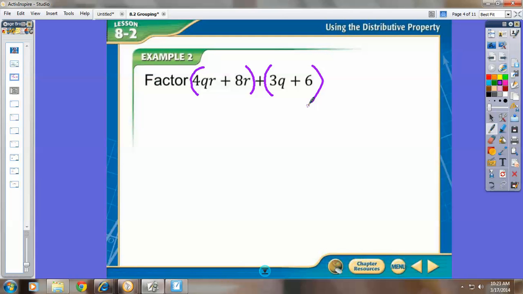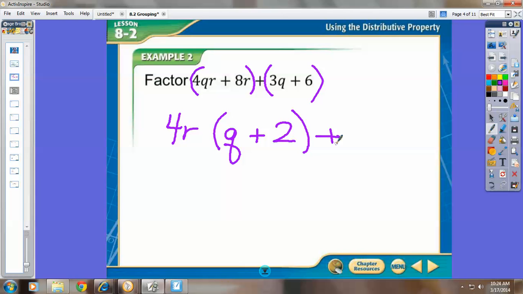Went ahead and grouped. In your first group, what is the greatest common factor? 4R. So write that down. In parentheses, write what you have left when you've factored out a 4R. 4QR divided by 4R is Q. 8R divided by 4R is 2. 8 divided by 4 is 2. Plus, because I have a plus between parentheses.